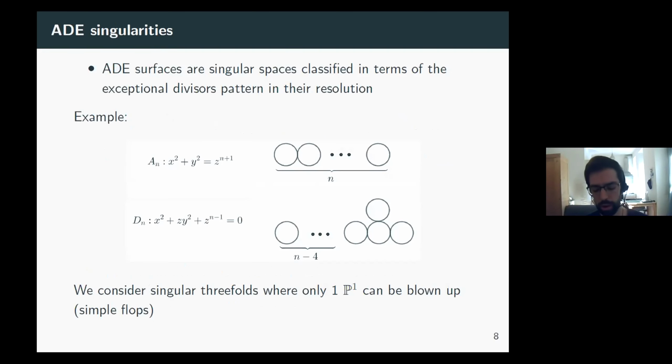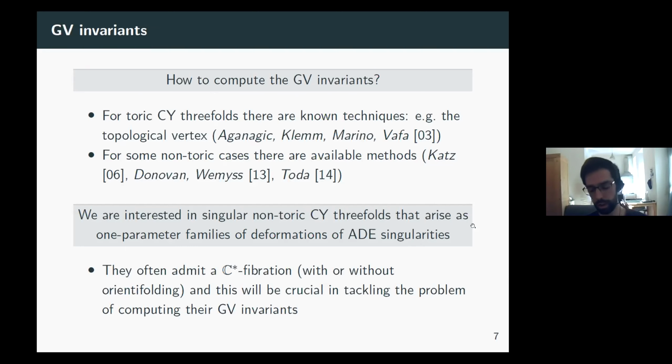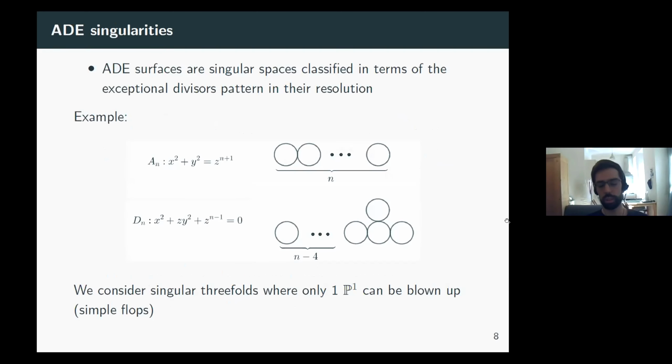Now, let me explain what these ADE singularities are. ADE surfaces, just briefly, are singular spaces classified in terms of the exceptional divisors in their resolution. So for example, if we take the A_n case defined by this equation, we can see that it is singular at the origin, and that we can resolve the singular point and obtain a chain of n P1s arranged, as you can see here on the right.